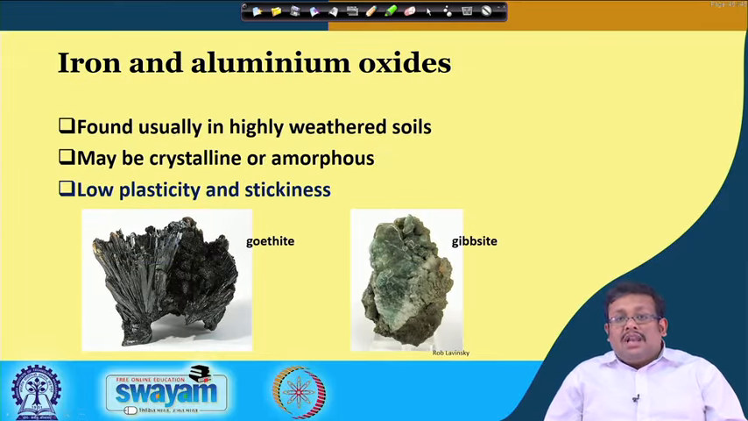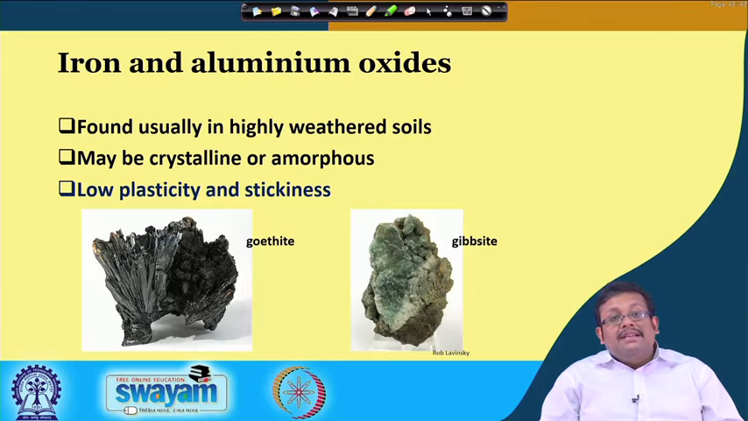So the third major class of soil colloid is iron and aluminum oxides, and they are basically found in highly weathered soils, and they may be crystalline or sometimes amorphous, and they have low plasticity and stickiness. So you can see some iron and aluminum oxides. Goethite is one of the major iron oxides present in the soil, as well as gibbsite, which is one of the major aluminum oxides present in the soil. So these are also considered soil colloids because they show the different types of properties generally shown by colloids.